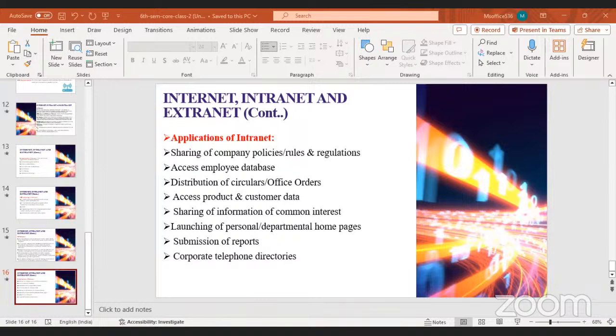If you want, I'll share the PPT, or else simply, everything I have taken from the textbook only, friends. No need to bother. It is very simple terminology in the textbook. You just go through that. And tomorrow we will discuss unit 3.